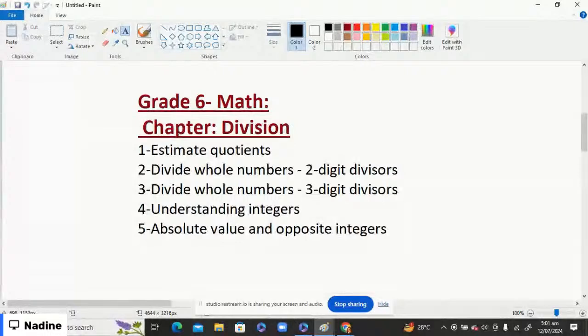The chapter we discuss today is division, and here is the list of the lessons. The first lesson that we cover today is estimate the quotients, then divide whole numbers with a two digit divisor, divide whole numbers with a three digit divisor, understanding integers and absolute value, and opposite integers.